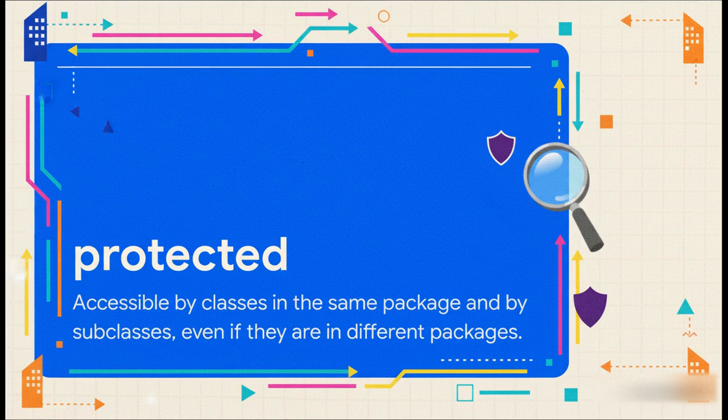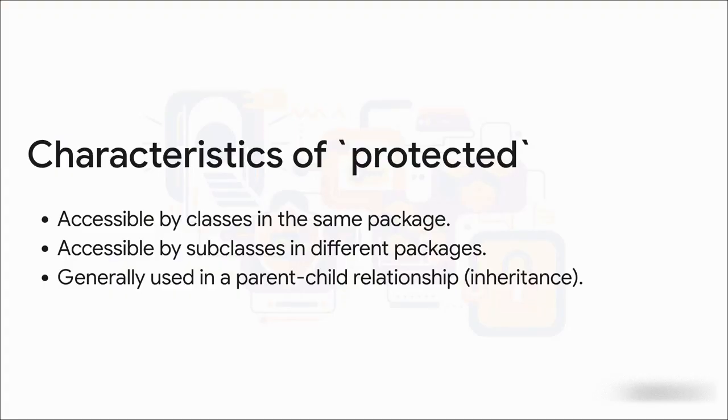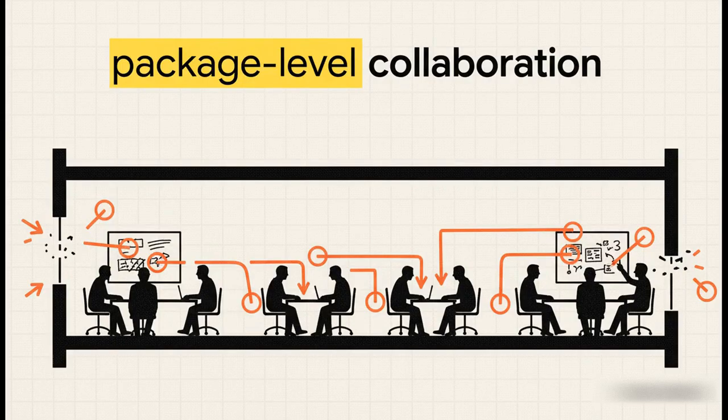But, and this is the really important part, employees who are part of a related team, a subclass, can also get access, even if their office is on a totally different floor or in a different building. And that right there gets to the main reason protected even exists: inheritance. It's specifically designed for those parent-child class relationships. It lets a child class use important features from its parent while still keeping those features hidden from the rest of the world. We have just one last stop to make on our tour.